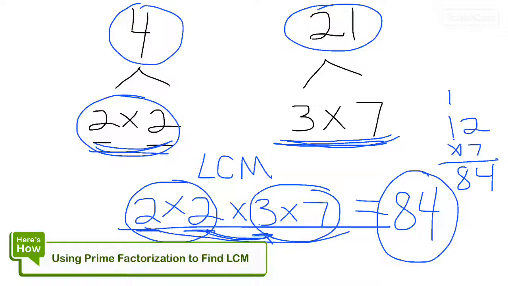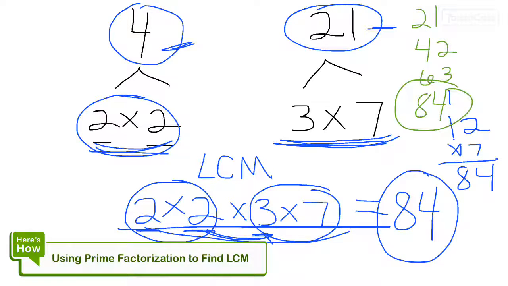Now think, does that make sense? If I did all my multiples of 4 and I did all my multiples of 21, would the smallest number where they meet up be 84? It would, because if I just even looked at my multiples of 21 right now, remember multiples are skip counting, I would get 21, 42, 63, and 84. And the first one of those that 4 goes into is 84. So it makes sense that my least common multiple is 84.